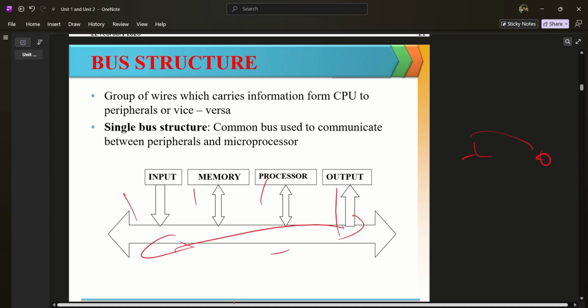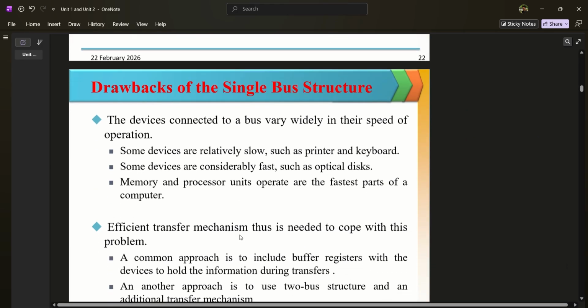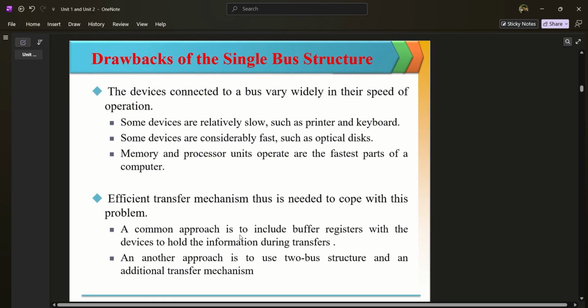Input goes from here to either here or here, and when the processor requires something, it sends a signal here and then it receives from the memory here, and the same thing happens. So everything goes through a single bus structure. So what are the drawbacks of the single bus structure?